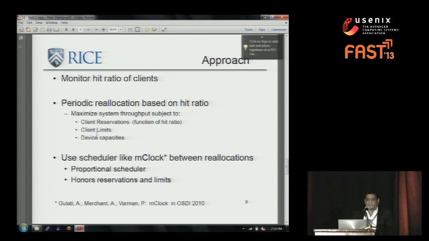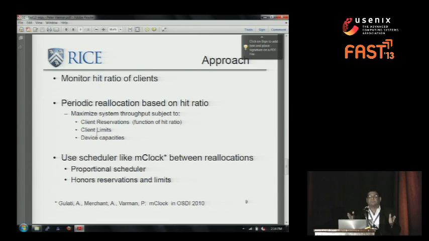Okay, so I'll just give the very, very high-level idea of the approach. You can talk more during the poster if people are interested. The approach is basically to dynamically monitor the hit ratio of the clients, and periodically the allocation algorithm will kick in, maybe on demand, to reallocate resources based on the hit ratio. Essentially it runs some sort of an optimization algorithm where it maximizes the system throughput subject to the reservations, perhaps limits if you put them, and of course the available system capacity.